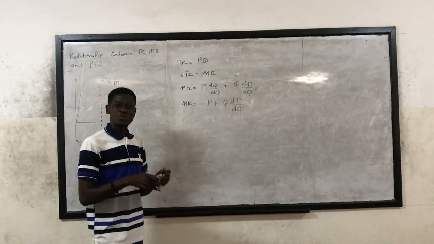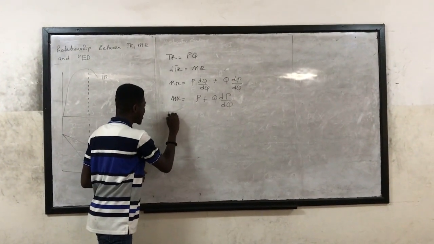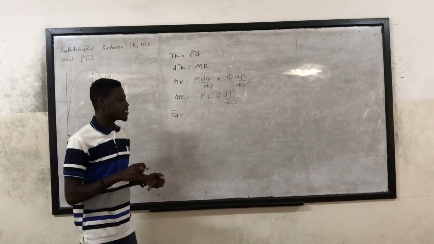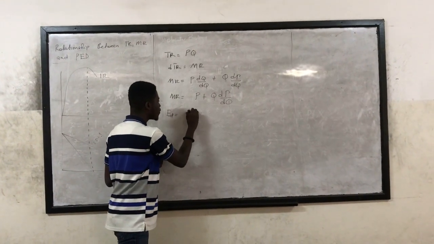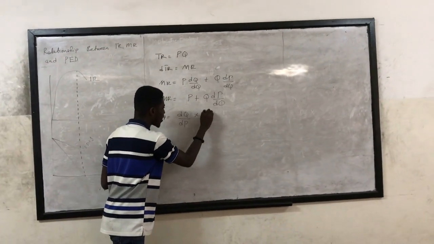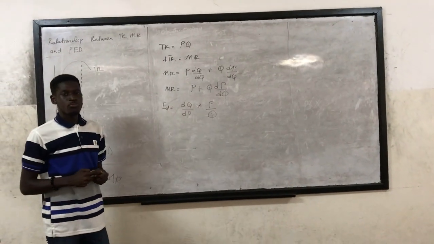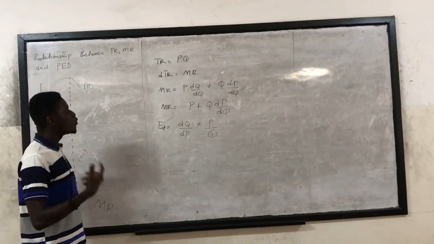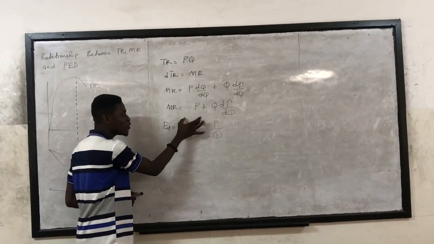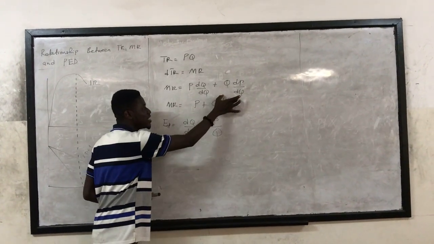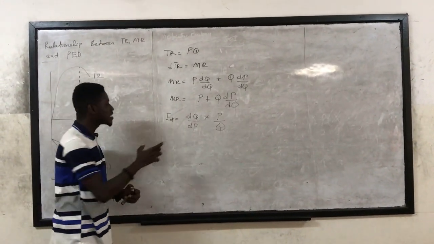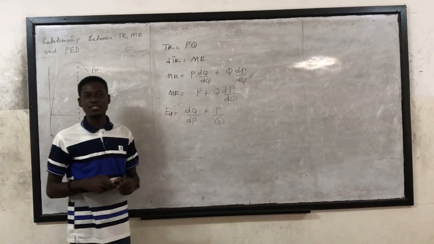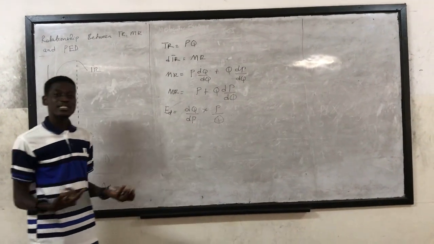And then from our studies, we know that elasticity of demand is equal to the change in the quantity over change in the price times the price over quantity. So elasticity is the same as dQ over dP times price over quantity. Now to look at the relationship between these elements, we are looking at how to change this dQ over dP in the form of dP over dQ, so that we can do substitution. We can substitute dP over dQ from the elasticity into the marginal revenue function to establish this relationship. To do this, how do we do it?